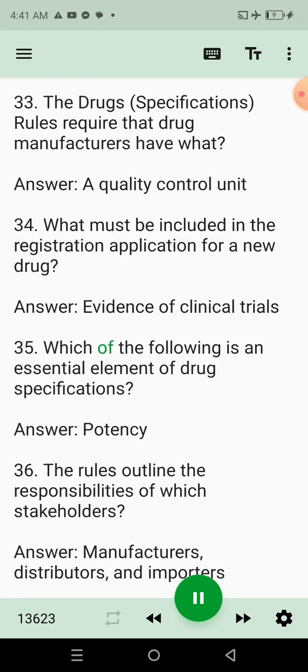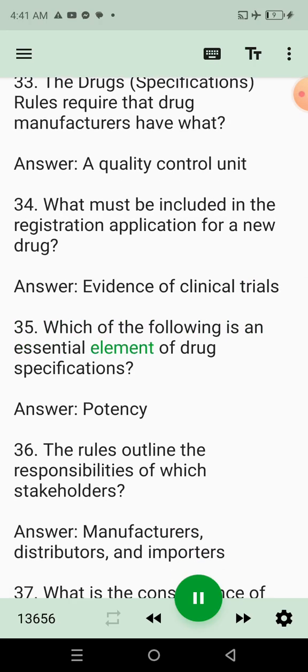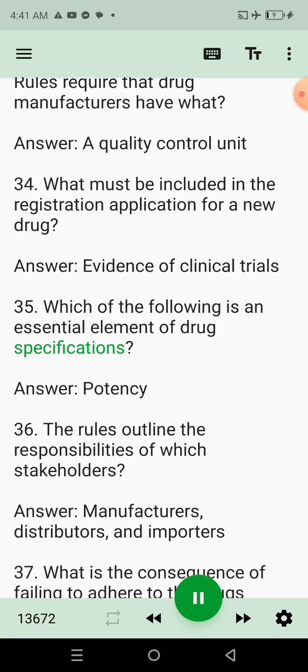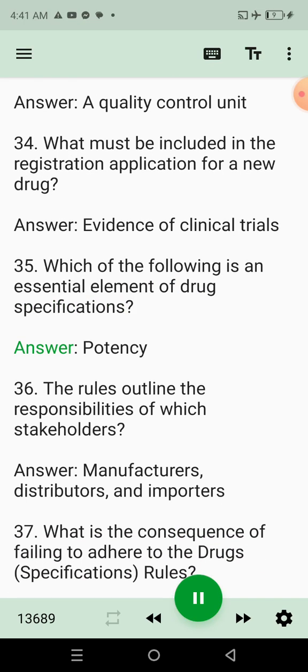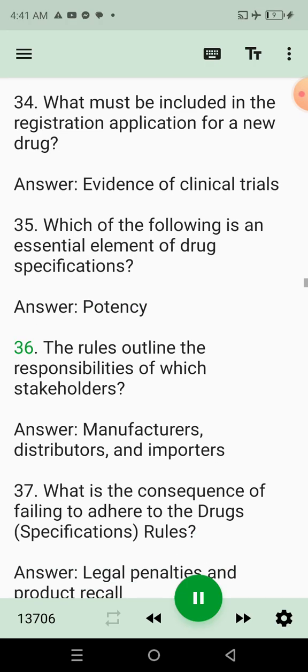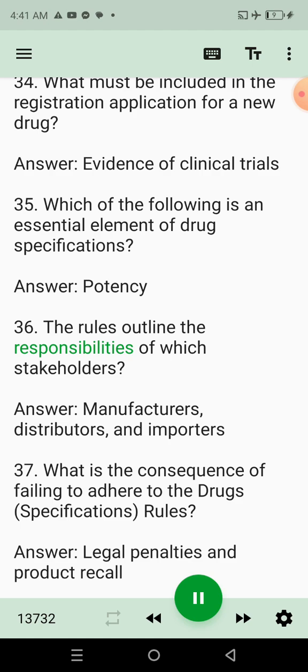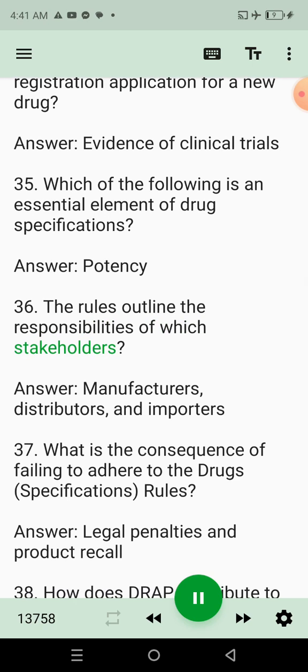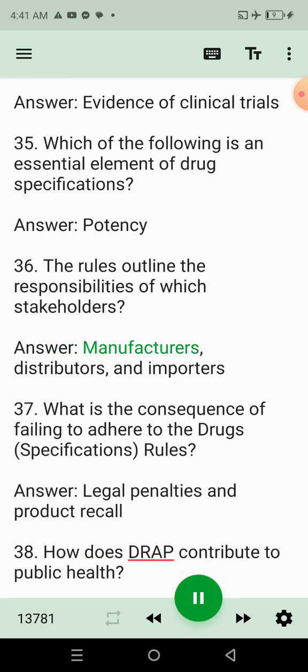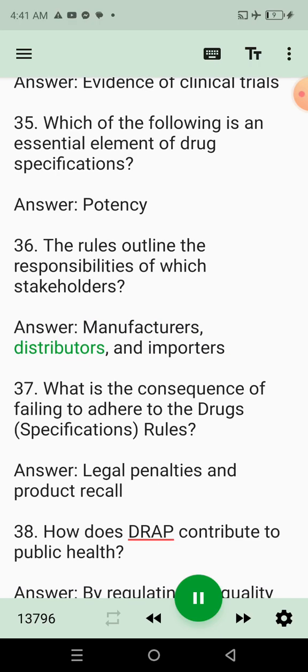35. Which of the following is an essential element of drug specifications? Answer: potency. 36. The rules outline the responsibilities of which stakeholders? Answer: manufacturers, distributors, and importers.